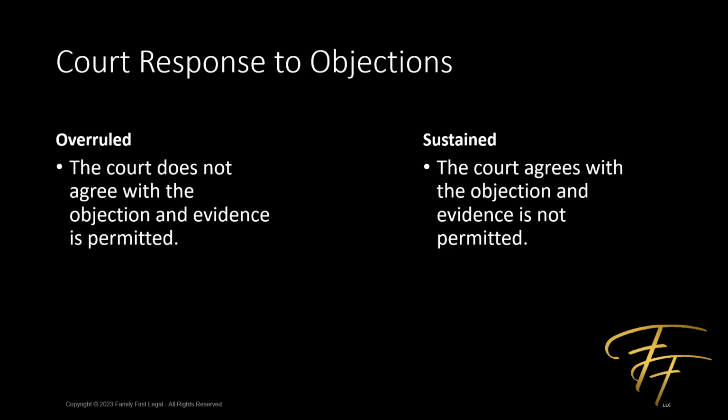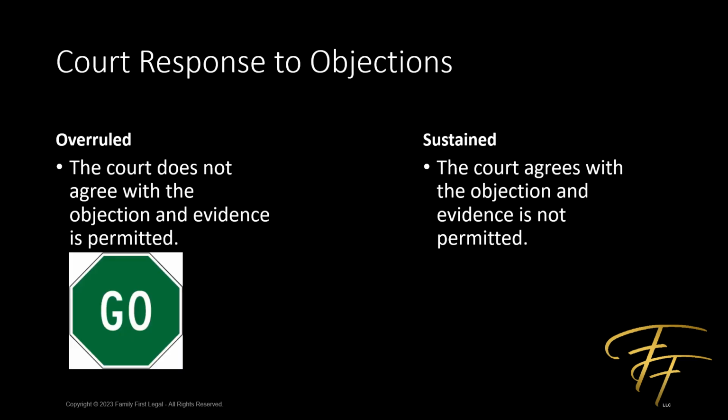Court responses to objections. Courts can make one of two rulings. Generally, they're going to either overrule the objection or sustain the objection. If the court overrules the objection, the court does not agree with the objection and allows the evidence to go forward. This means that if your attorney has objected, or you've objected, to a question, and the court has considered the objection and the grounds for it and still overrules it, that means you have to answer the question. You have to go forward with the question.